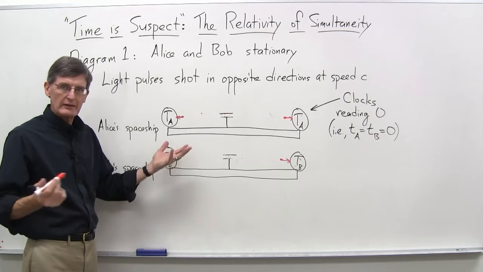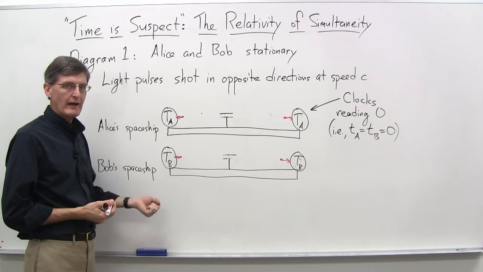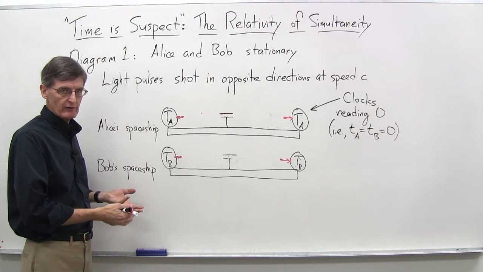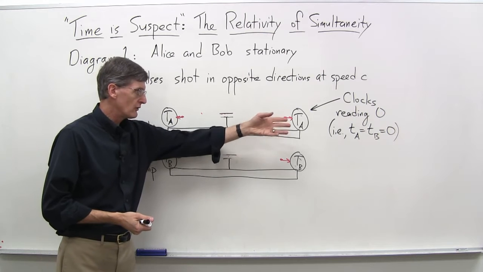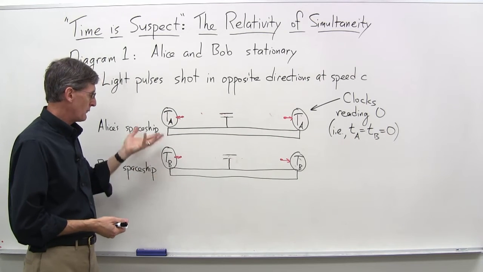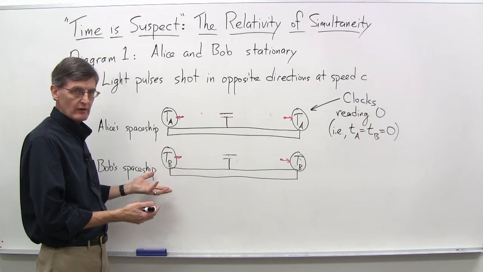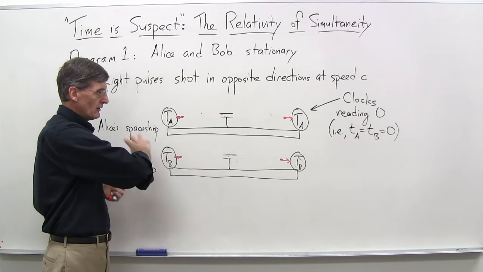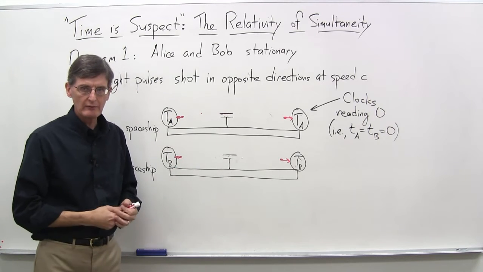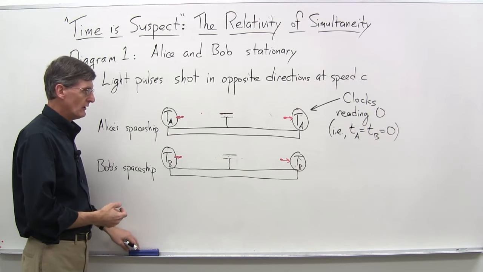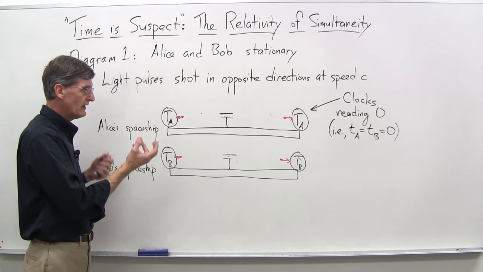So you'd say, well, what's the big deal? Really, there is no big deal at this point. We're just reminding ourselves what would happen if everybody was stationary. Alice would see her clocks trigger at t sub a. Bob would see his clocks trigger at t sub b. Everything is stationary. Everything is symmetrical. So t sub a would equal t sub b, and there'd be no problem at all. Nobody would worry about anything about their clocks being synchronized or whatever else. Okay, so that's that situation.